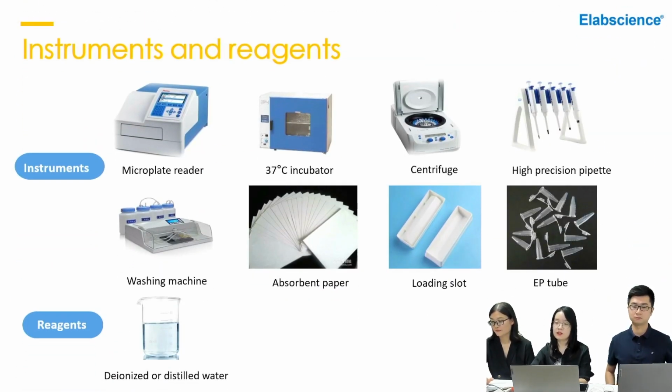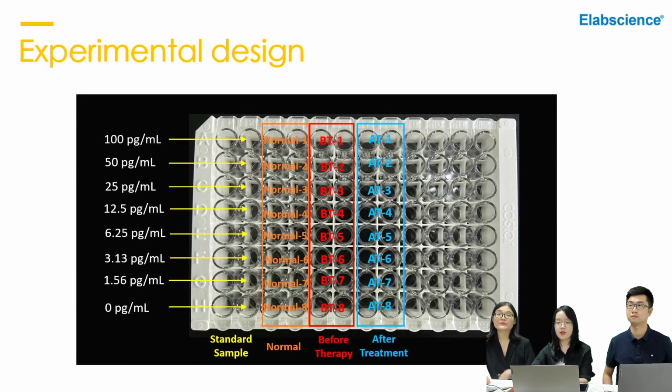After obtaining a good sample, we need to prepare the instruments and the reagents required for the ELISA experiments, as you can see in the picture. Then we could design the experimental scheme. Usually we tend to set 2 columns of the plate as the standard wells, containing 8 gradient concentrations with duplication. The standard working solution is added to the plate from the bottom to the top and from the low concentration to the high concentration.